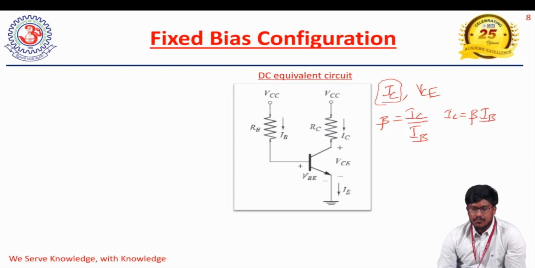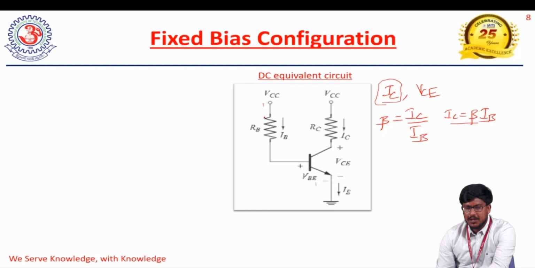In order to find the collector current, we need the base current and also beta, that is the current gain. Once we know the value of the base current, we can find the collector current. To determine the base current, we are going to apply KVL to the base circuit. The base circuit means the circuit having the RB resistance and the supply.